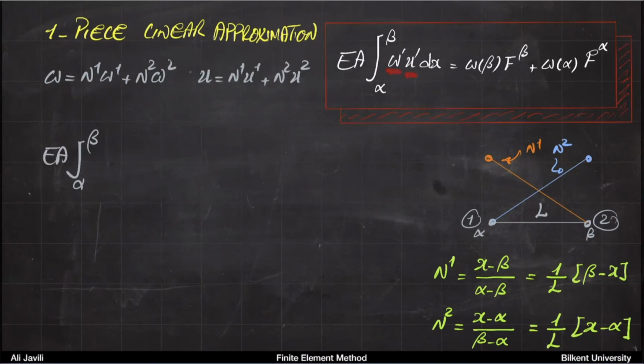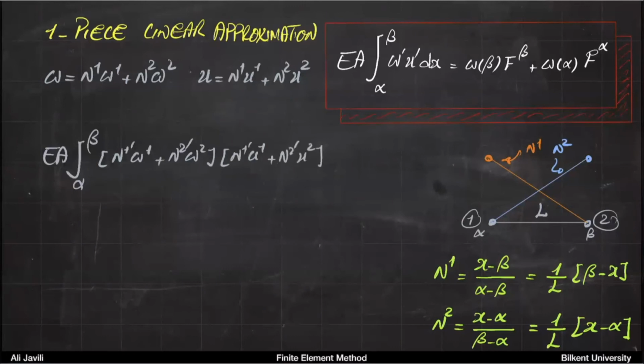Now W prime U prime, you just put it there. W prime is N1 prime W1 plus N2 prime W2. That's W prime. U prime is N1 prime U1 plus N2 prime U2, dx. That's, let's say, the left-hand side. And your right-hand side is just W2 F2, force at 2, plus W1 F1, force at 1. Okay? It's that simple.